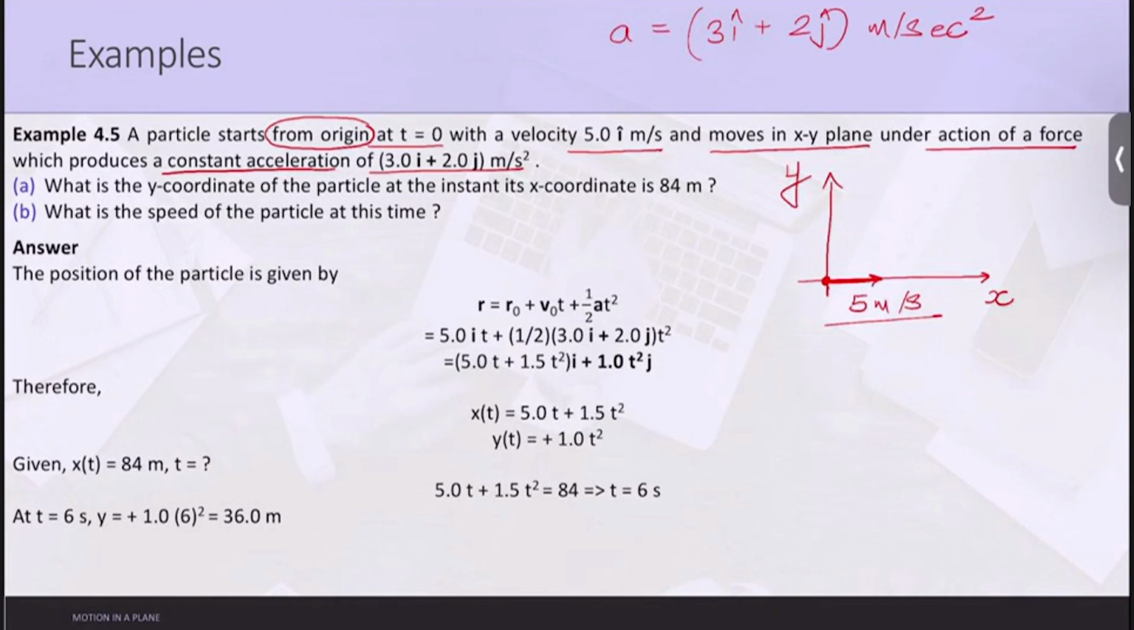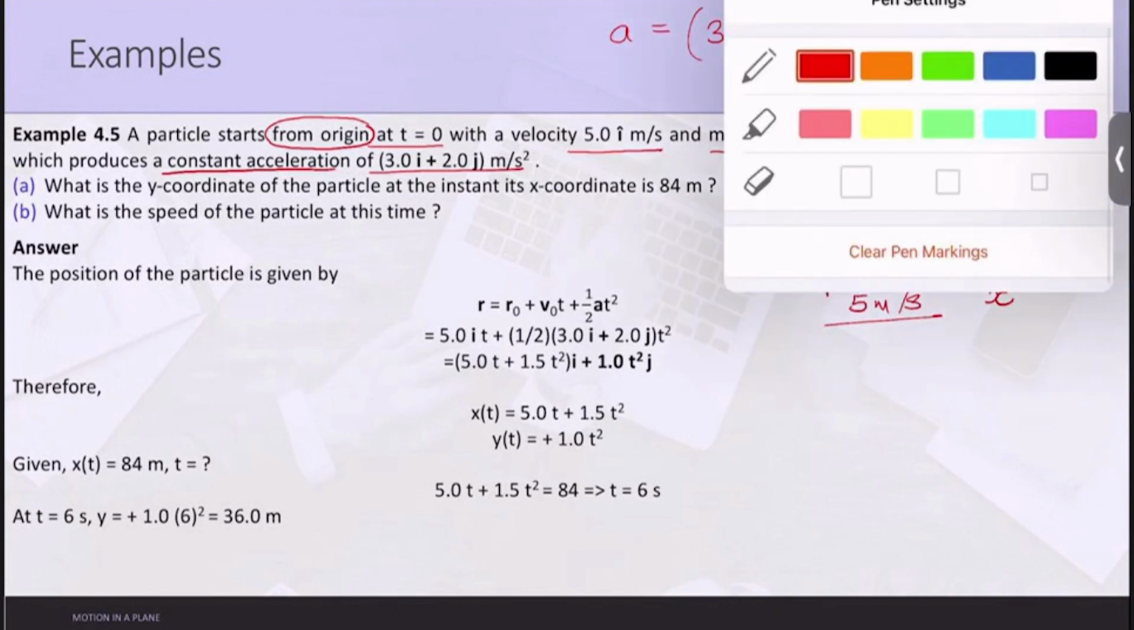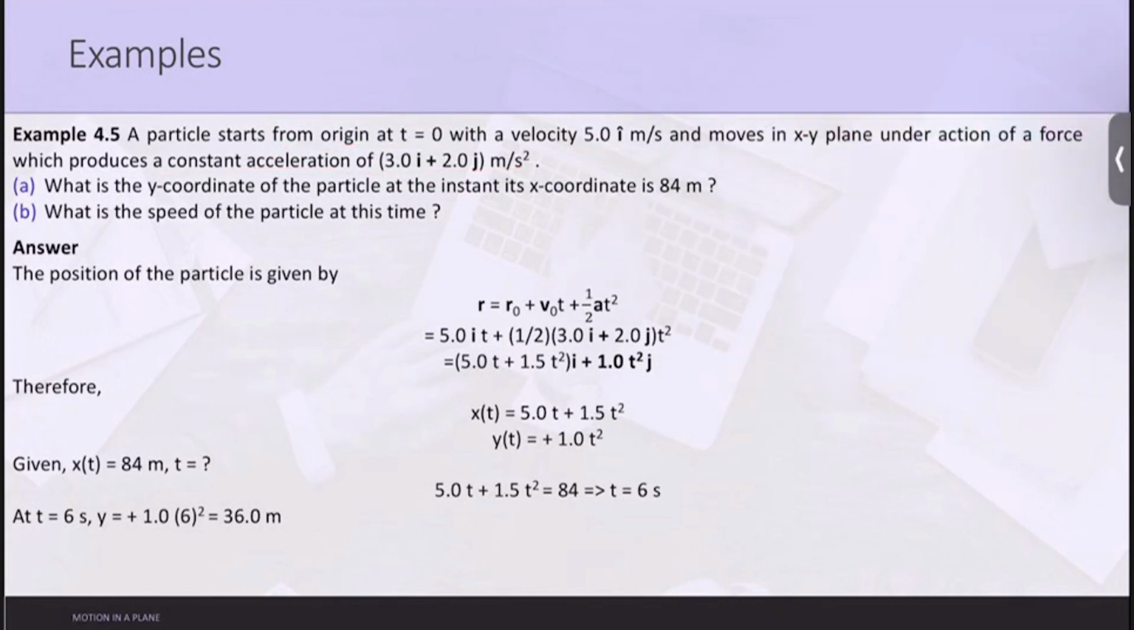Now the first question being asked is, what is the y coordinate of the particle at the instant its x coordinate is 84? Okay. Let us try to devise this. Let's not look at the B part right now. Let us first understand the A part and then we can move to the B part. Okay, fine. So let us first write each and everything which is written in the question and then we can move forward.